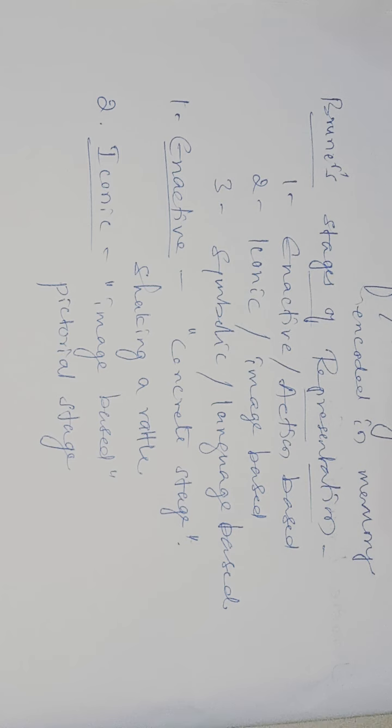The iconic stage appears from 1 to 6 years old. This stage involves an internal representation of external objects visually in the form of a mental image or icon.